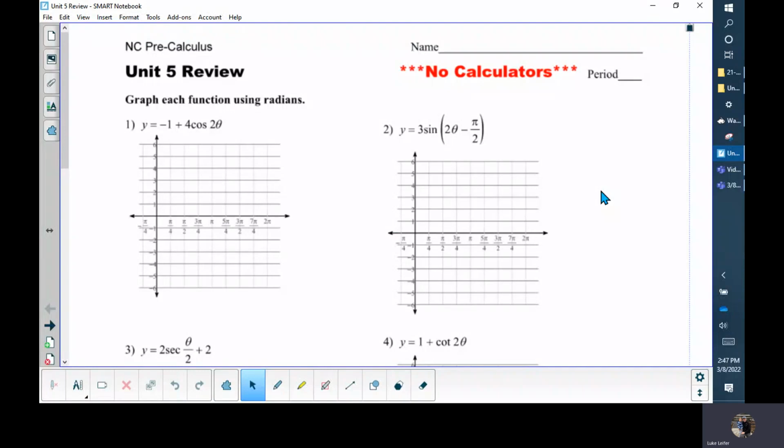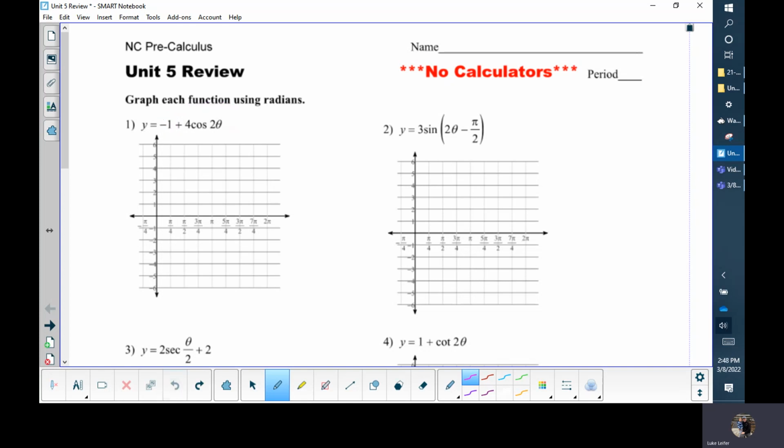Okay, I am going to go over the Unit 5 review. This is graphing trig. Let's start off with problem number 1. Okay, so one thing that's a little bit weird about this, if you don't like it, this is typically our K, so you can move this over here if you wish, or just leave it where it is.